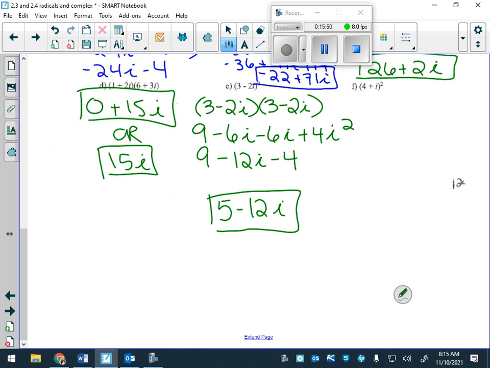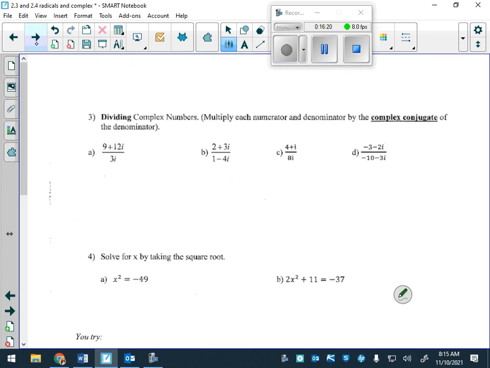Okay, so you end up with... hold on one second. There you go. Okay, 5 minus 12i. So what we did so far, all together: we simplified regular radicals, we simplified negatives inside radicals, we added, we subtracted, we multiplied. Next, divide. Okay, turn the page.